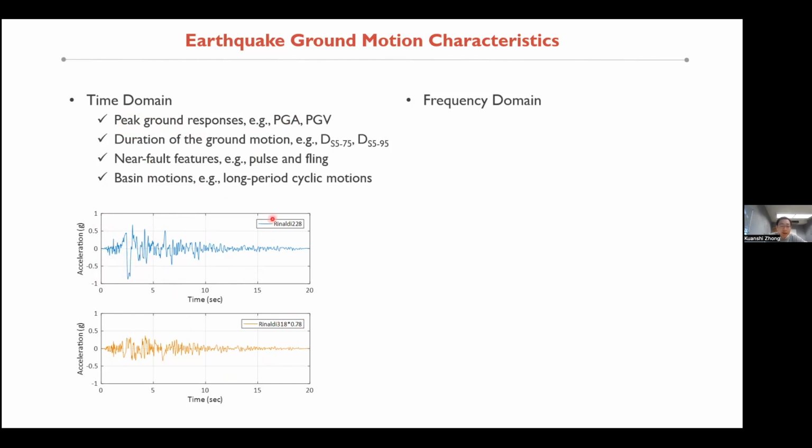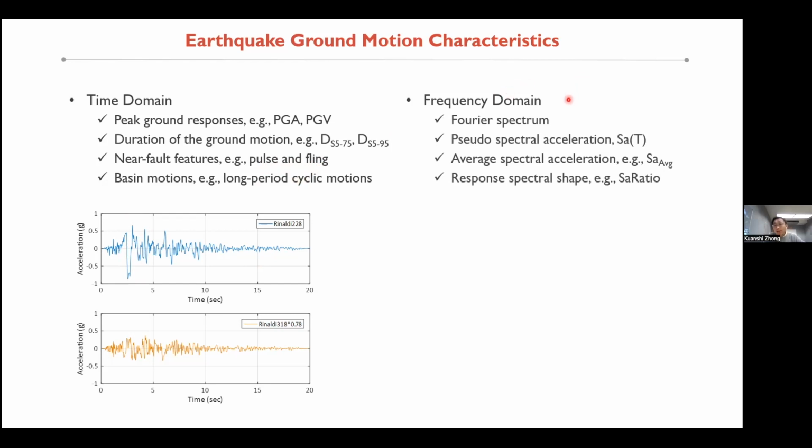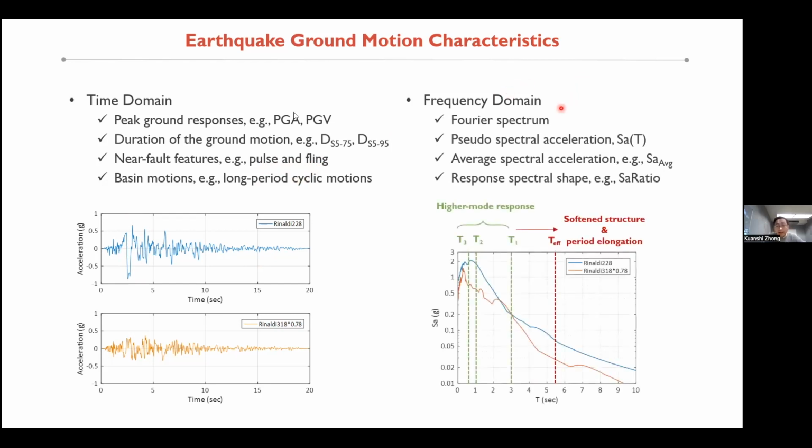I could also look into the time domain to see what the duration of this earthquake ground motion is. I can also look into different features embedded in this wavelet, like the pulse-like and fling features. On the other hand, if I look into the frequency domain, I can have a response spectrum, which tells me, if I have an elastic single degree of freedom system on top of the earthquake records, what the peak responses would be, and converts that to the pseudo acceleration here. I will dive into a little more detail later in the talk.